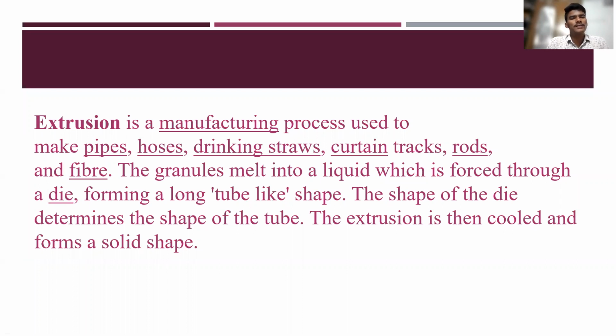Extrusion molding is a manufacturing process used to make pipes, hoses, drinking straws, curtain tracks, rods, and fibers. The granules melt into a liquid which is forced through a die, forming a long tube-like shape. The shape of the die determines the shape of the tube. The extrusion is then cooled and forms a solid shape.